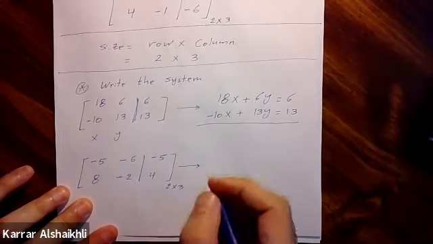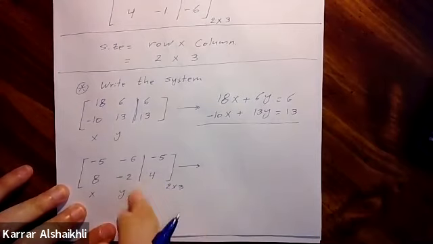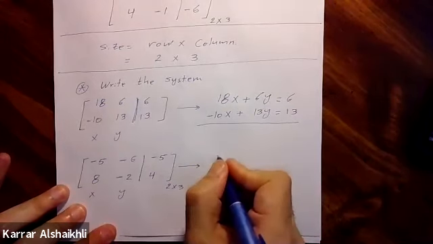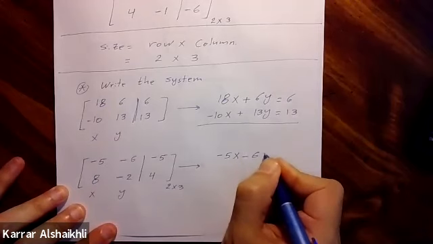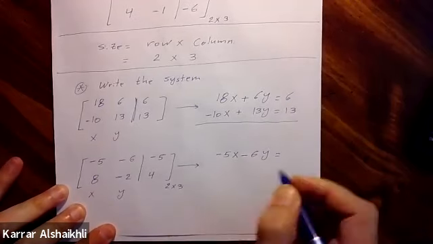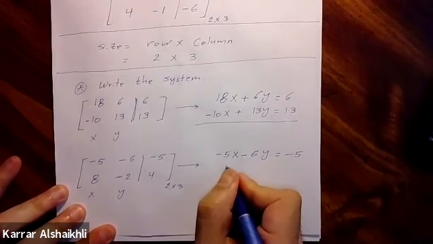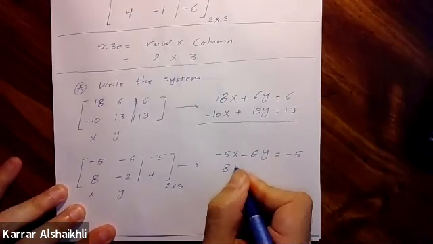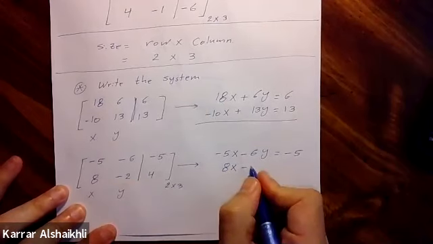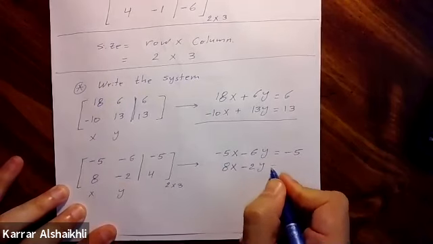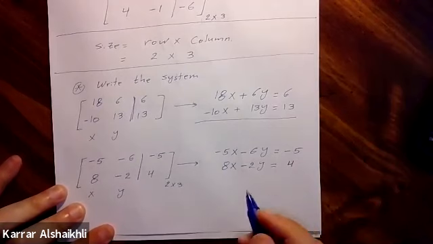To write down the system, I'm going to choose the x and y. Here is going to be the x, here is the y, and the number by itself is going to be on the other side. So it's going to be -5x minus 6y equal -5. And the second one is going to be 8x minus 2y equal, the number is going to be 4. So here is the system.